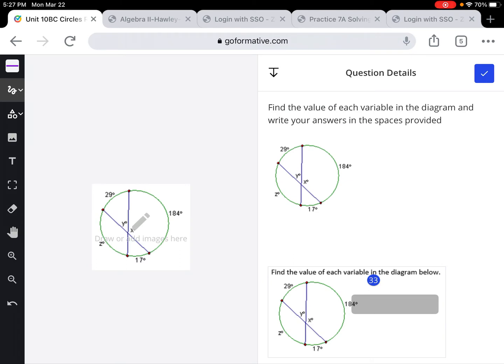These angles, I know if I add them and divide by 2, I'm going to get y. So I know y is equal to 29 plus 17 divided by 2. So y is going to be 23 degrees. Knowing that, I know x is going to be 180 minus 23, which is 157 degrees.